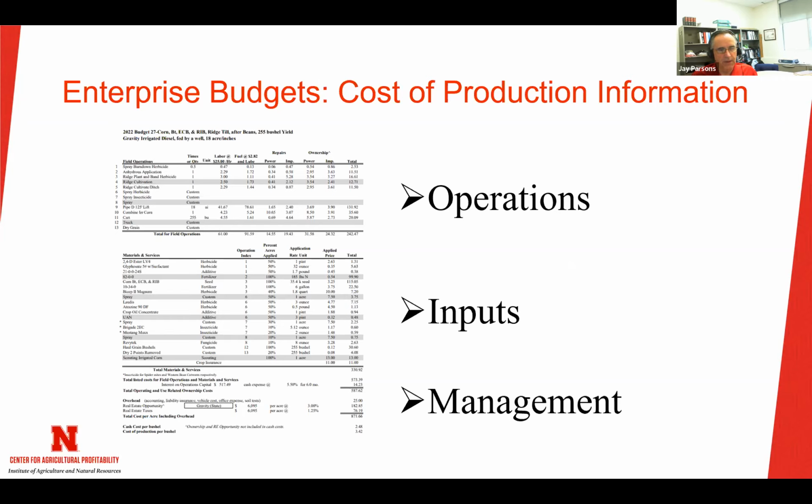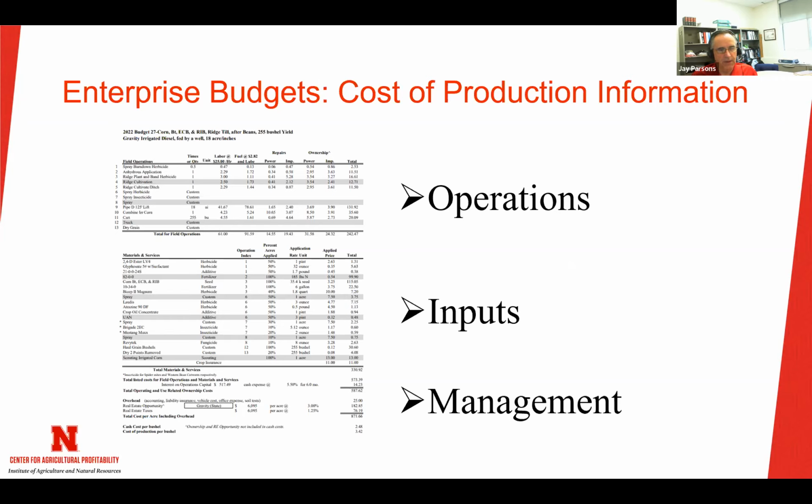Some of them, and in our new budgets, we do put a revenue section up at the top. And in the old budgets here, we finish with the cost of production. For our new budgets with the revenue budget up there, we not only show the cost of production, but of course with the revenue in, we can show the net returns on a per acre basis for you. So those are the big chunks.